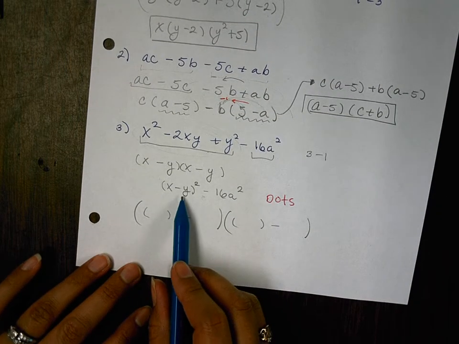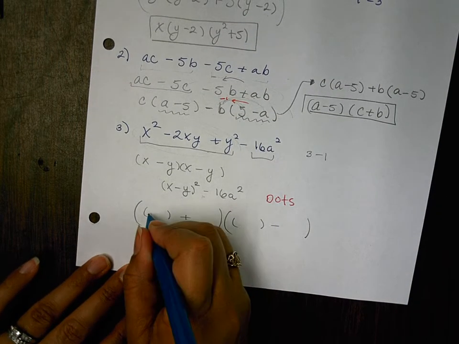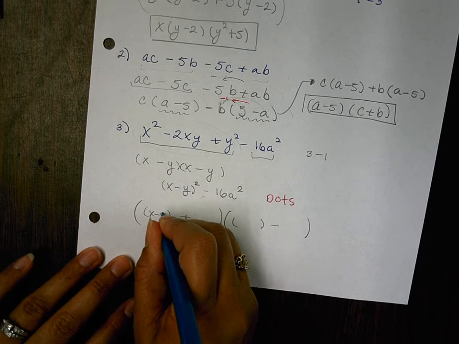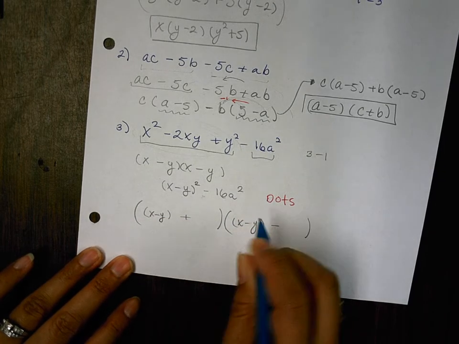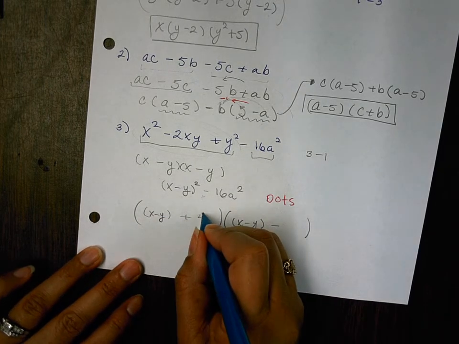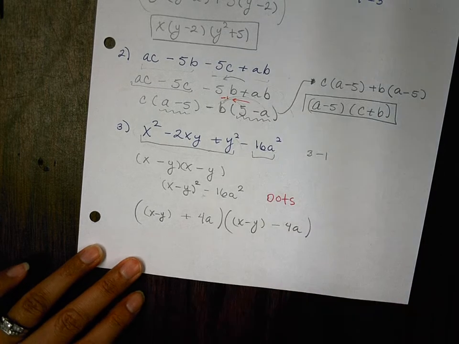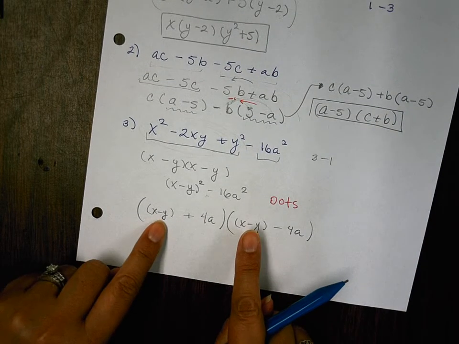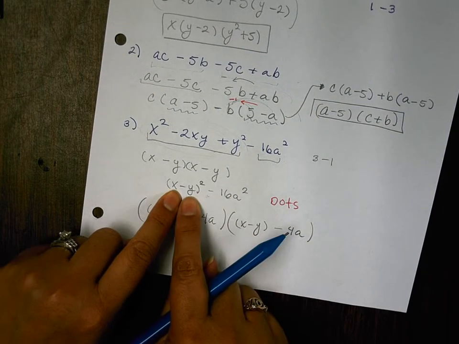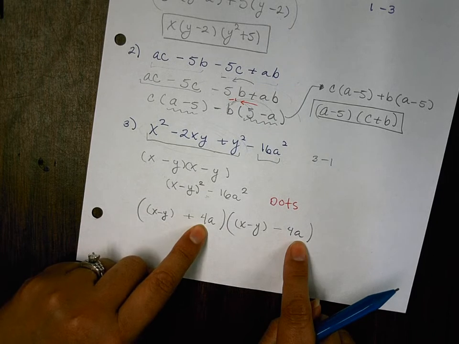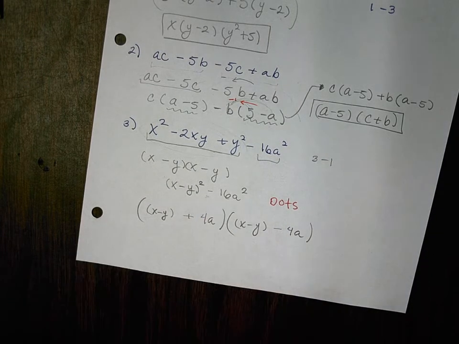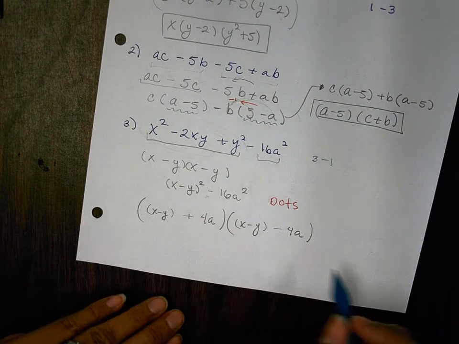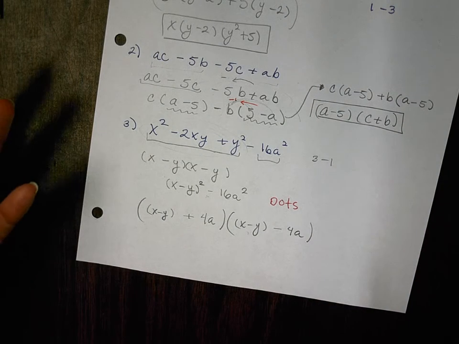Okay. The square root of x minus y squared is just x minus y. The square root of 16a squared is 4a. Do you see how that worked? X minus y times x minus y is x minus y quantity squared. 4a times negative 4a is negative 16a squared. And if you did all your double distribution or inside-outside, the middle terms cancel out.